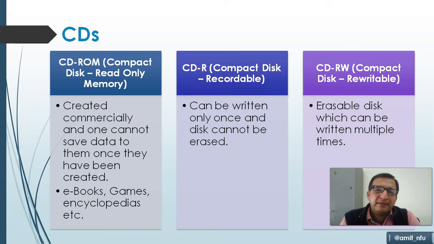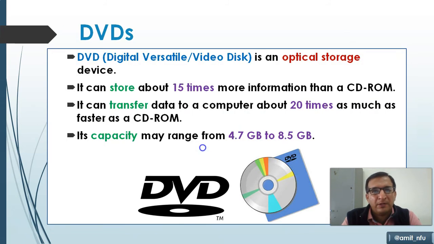And second is the CD recordable. It can be written only once, and then the disk cannot be erased, and it's like a blank CD. And third one is CD rewritable. This is an erasable disk which can be written multiple times, as many times as you want, right?